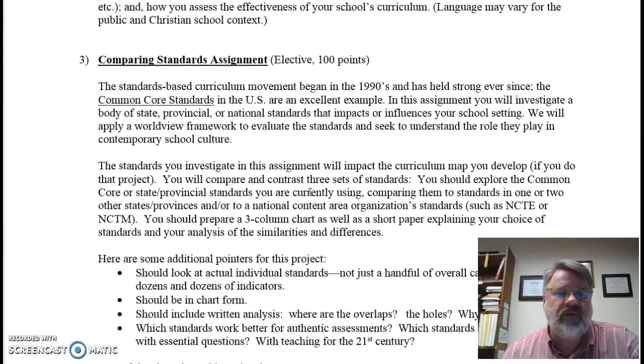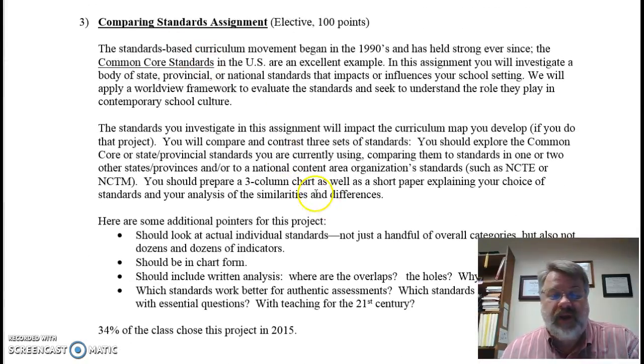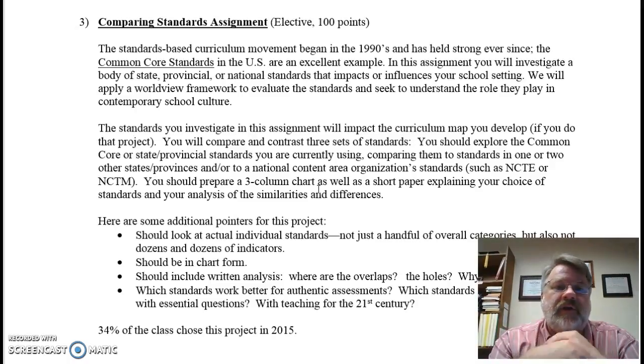Okay, let's zoom down to the first 100-point option here, comparing the standards. Basically, what I'm looking for here is if you have some standards that you have to adhere to. Say British Columbia is where you teach, and they have standards for language arts in middle school. Then what I'm asking you to do is take those standards that you're supposed to be adhering to in your teaching, and find another province or state or set of national standards. Come up with 3 different sets of the same content area.